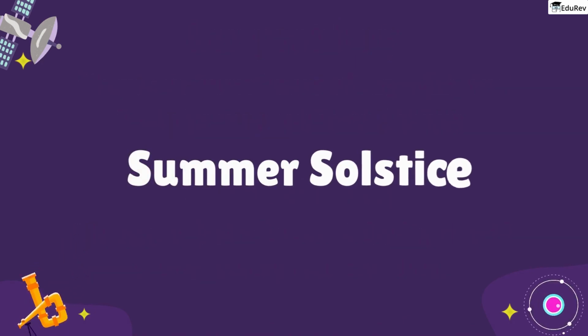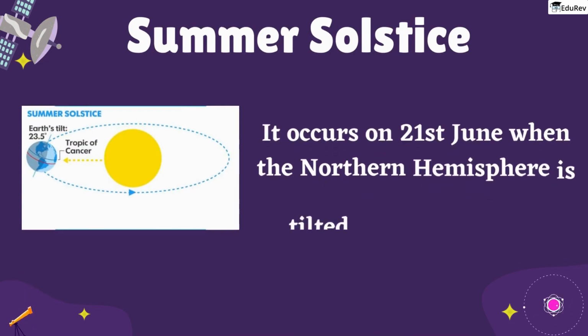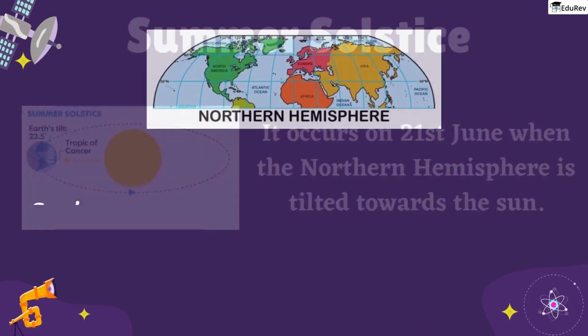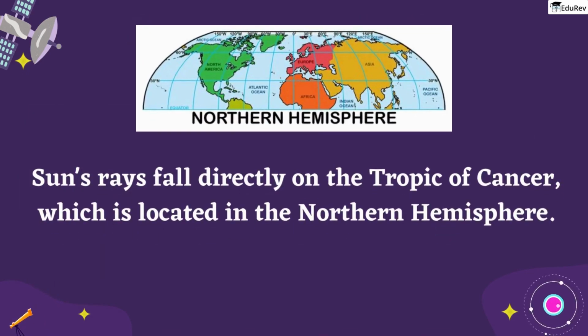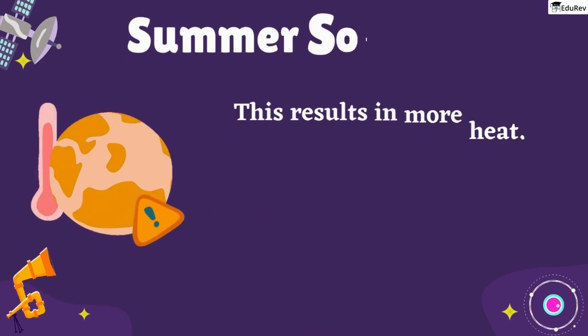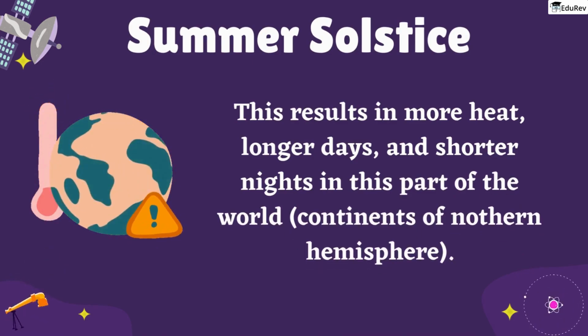Let's talk about summer solstice first. It occurs on 21st June when the northern hemisphere is tilted towards the sun. This means that the sun's rays fall directly on the Tropic of Cancer, which is located in the northern hemisphere. This results in more heat, longer days, and shorter nights in this part of the world.